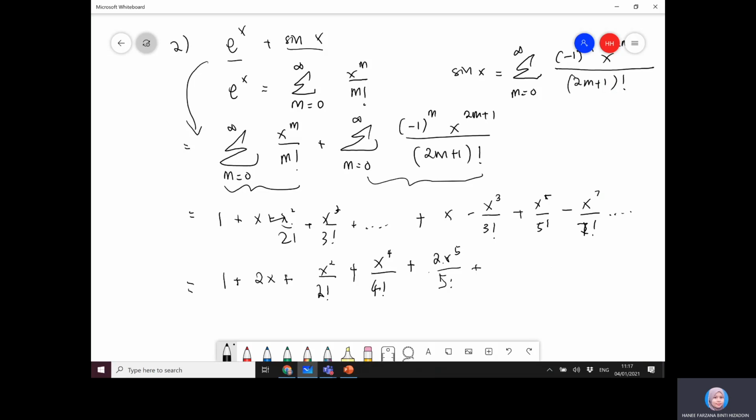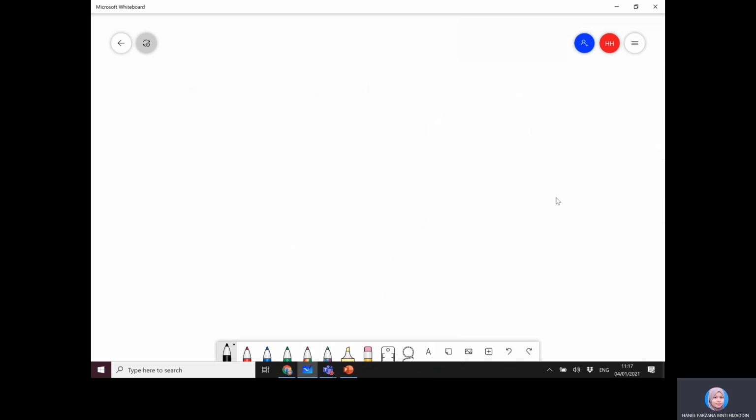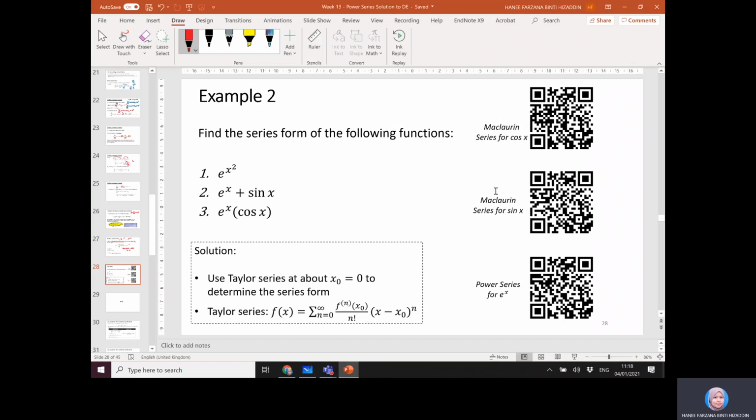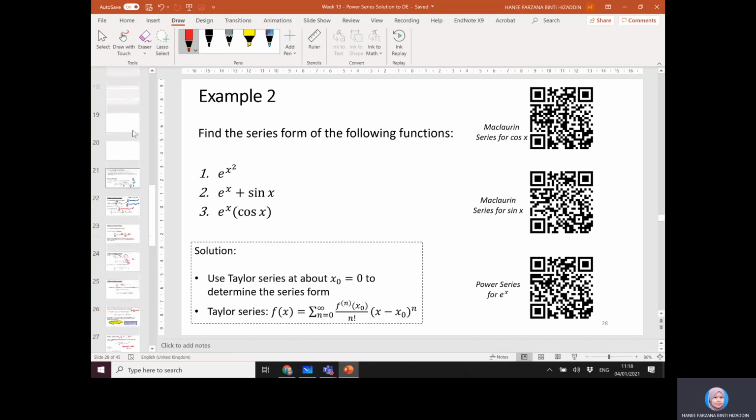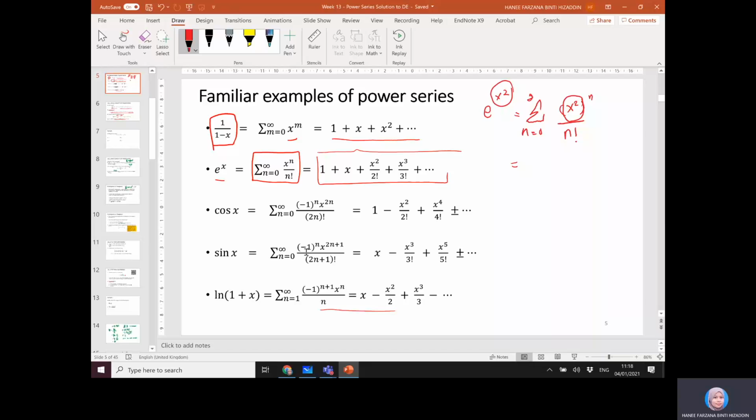And so on and so on. You get the idea. The third part of the example you can try to do on your own because it's a multiplication. The third example is e to the x times cos x. So now here is the multiplication of the series. From this video, you can learn how to get the series form of cos x, or you can simply look at the earlier part of the slides to get the series form of cos x.